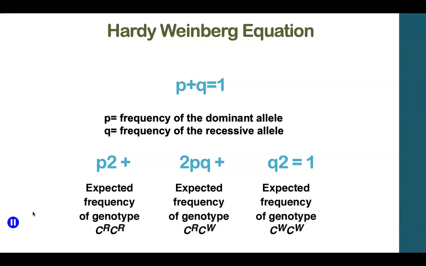So our Hardy-Weinberg equation is based on the total alleles in our population. Just by convention, we usually use the letter P to represent the frequency of the dominant allele and Q to represent the frequency of the recessive allele.